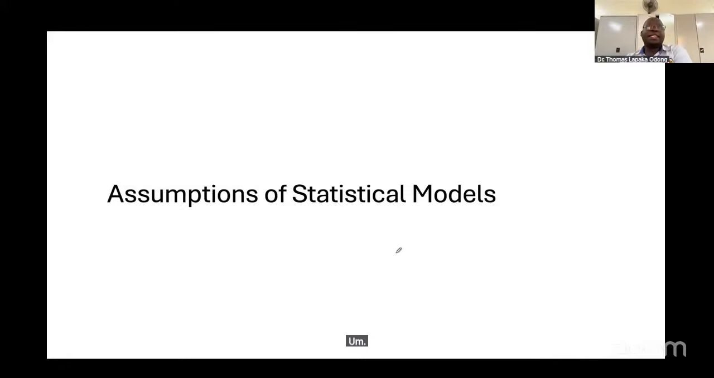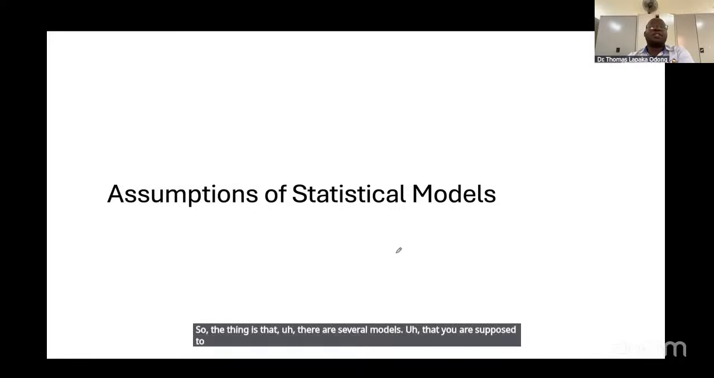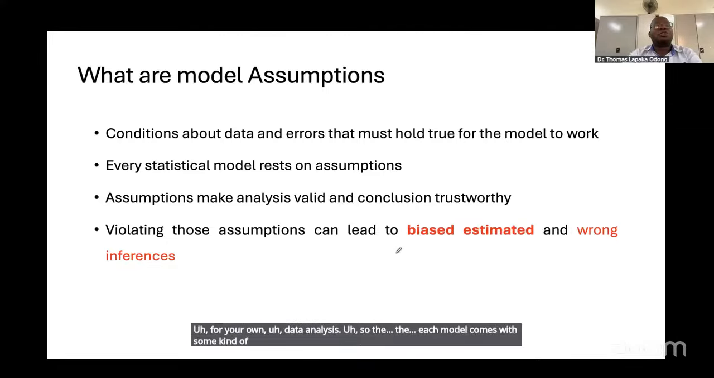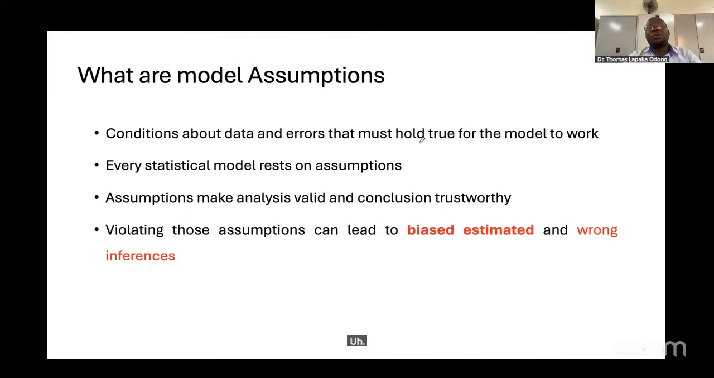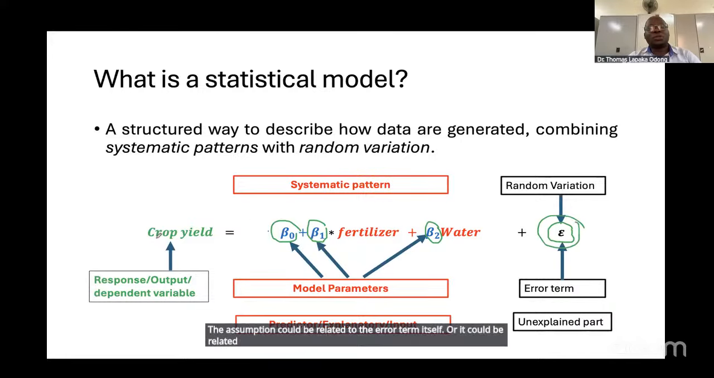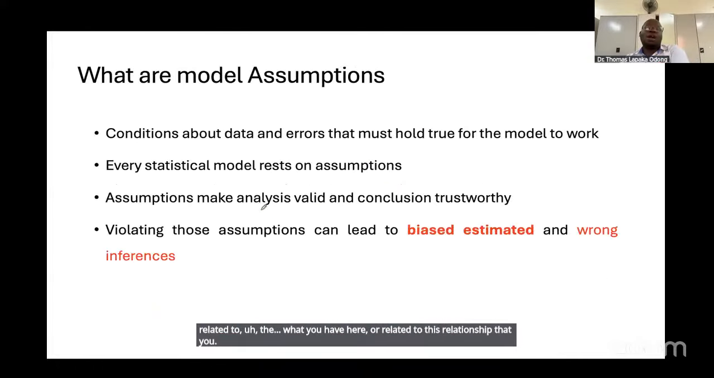There are several models that you are supposed to choose from for your own data analysis. Each model comes with some kind of assumptions. Assumptions here are simply conditions about the data or error that must hold true for the model to work. The assumption could be related to the error term itself, or related to the relationship that you have there.